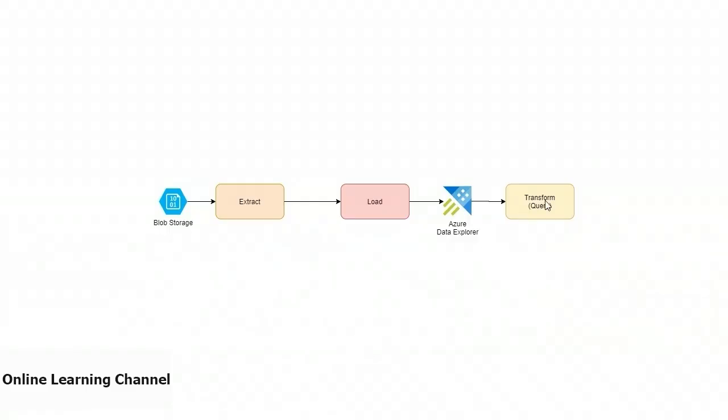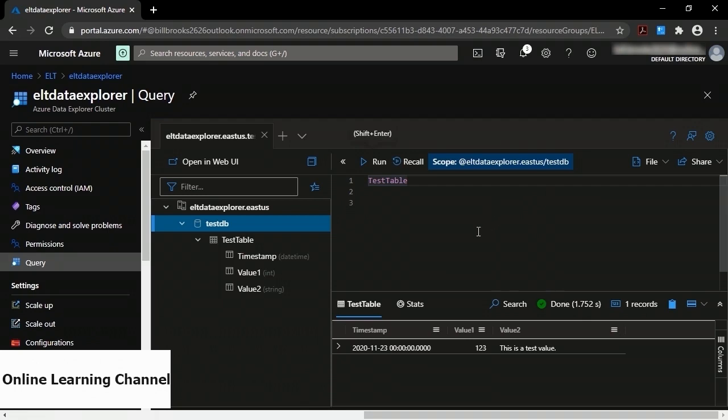Now the part that we're missing is a transform, which in ELT is after the fact. It's after the data is already in the destination. When we query, we can transform. So I'm going to propose a transform to do on the query, and what I'm going to do is the following.